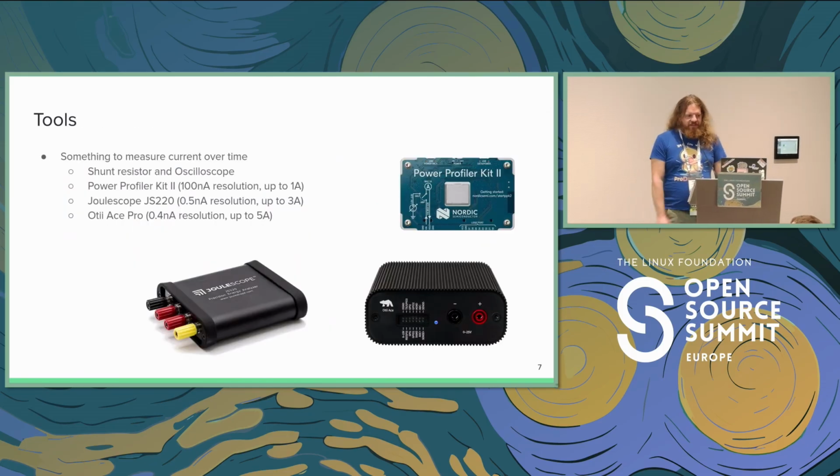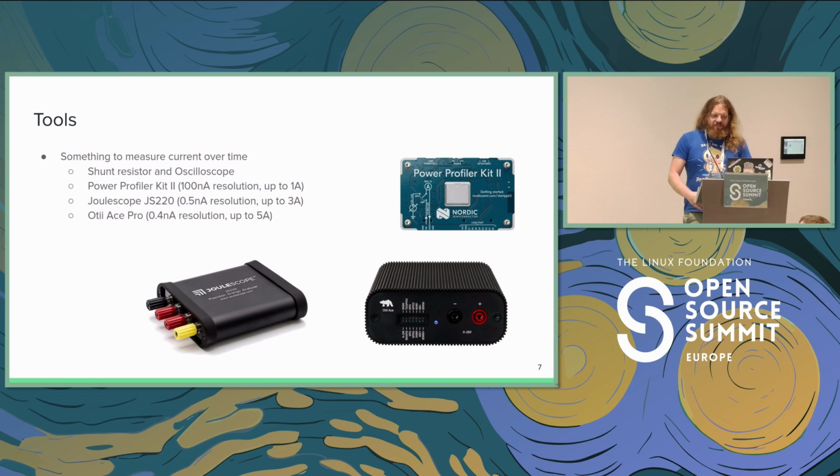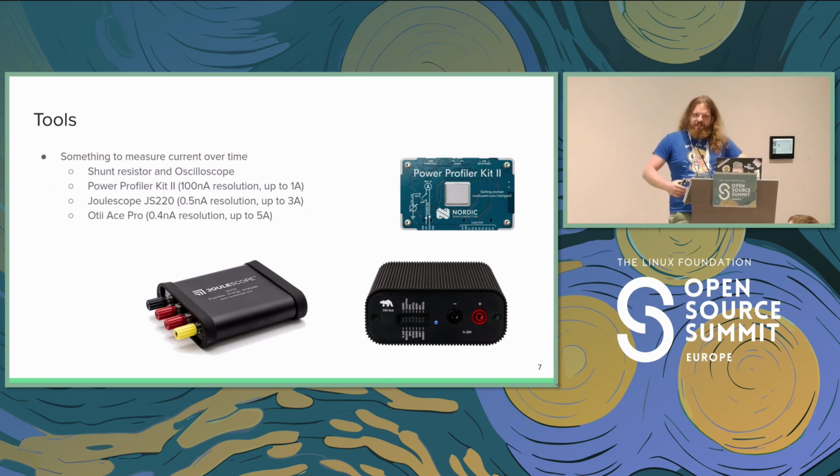So what are the options? You could use an oscilloscope and a shunt resistor if you're really cheap and have an oscilloscope at home, because most laboratories start out with an oscilloscope. A shunt resistor is a few cents, measured over time. It would work, but not really convenient.